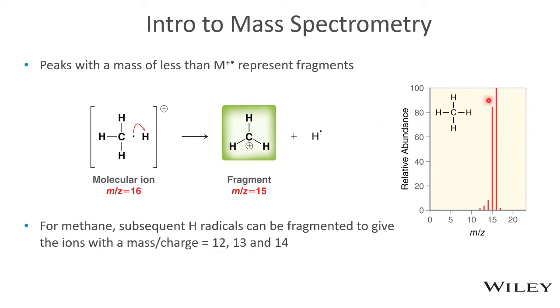And we'll talk about why some peaks may be larger than others when we get a little bit more into the theory of fragmentation. Now for methane, we can consistently lose hydrogen radicals, which can decrease the mass of this particular fragment. So we can actually end up with fragments where we have masses of 12, which would represent just a carbon, 13, which would be a carbon plus a hydrogen, and 14, which would be a carbon plus 2 hydrogens. Now these peaks show up here. You'll see that they're a lot shorter than the mass for 16 and 15.